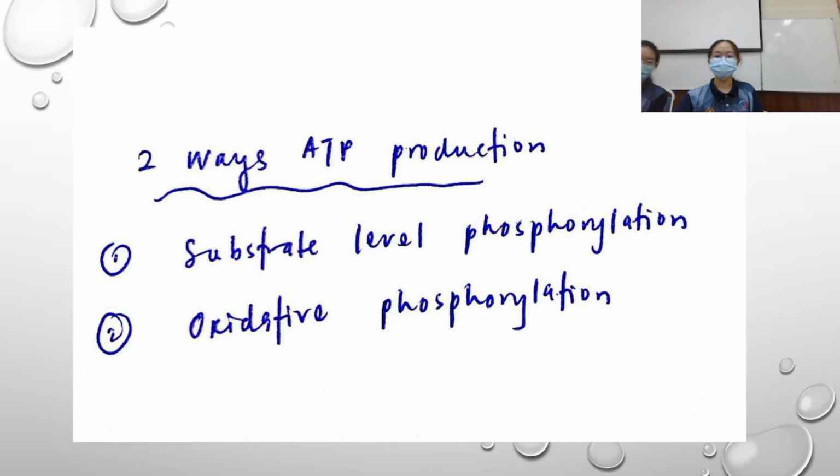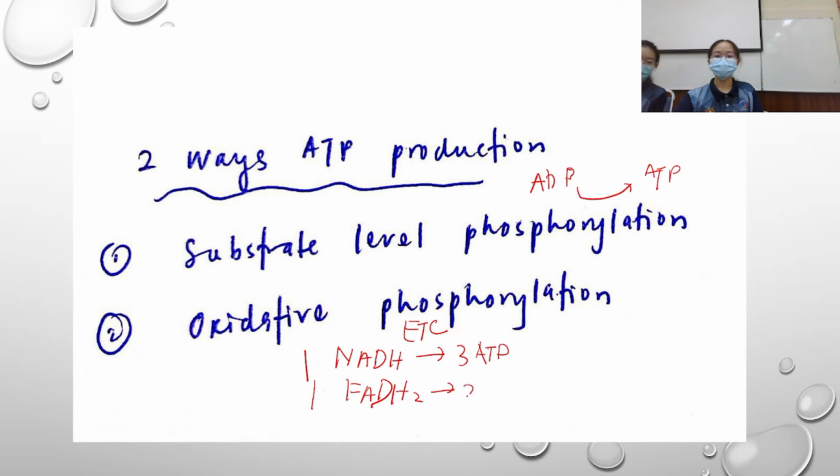Hello everyone, I would like to talk about ATP production and fermentation. Before that, I want to introduce the two ways of ATP production, which are substrate level phosphorylation and oxidative phosphorylation. So what is substrate level phosphorylation? It is when ADP directly turns into ATP when it receives a phosphate group. The second way is oxidative phosphorylation, which occurs in the ETC. In the ETC, one NADH will produce 3 ATP and one FADH2 will produce 2 ATP. Okay, so that's the way of ATP production.